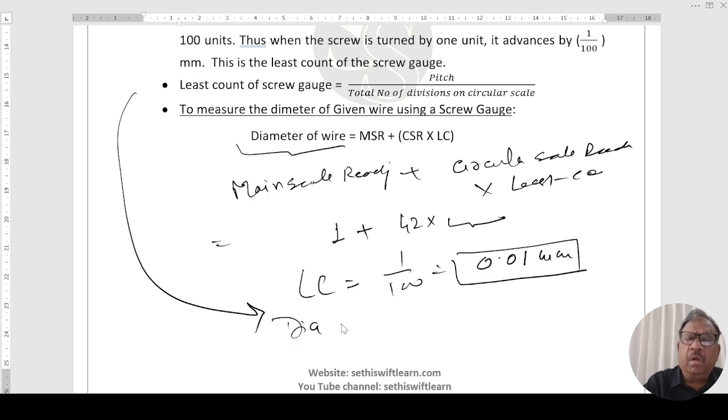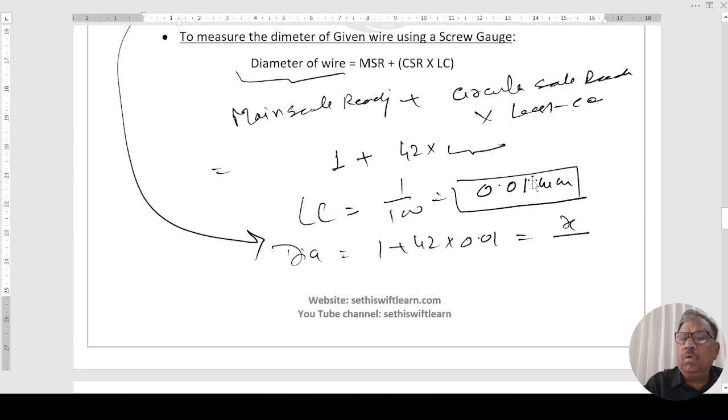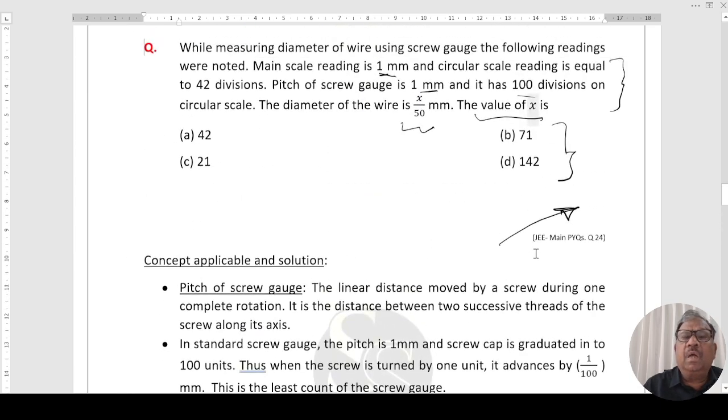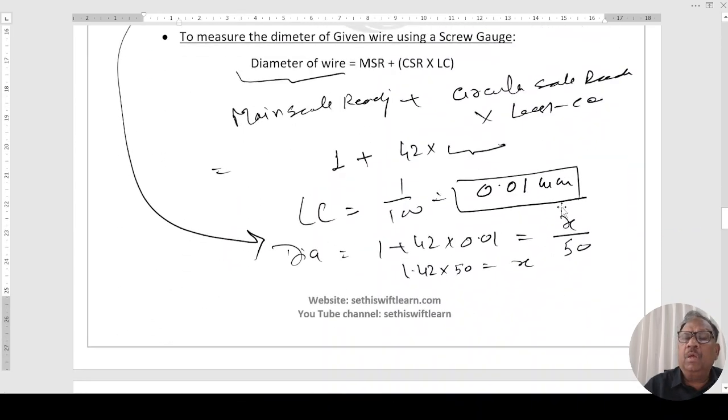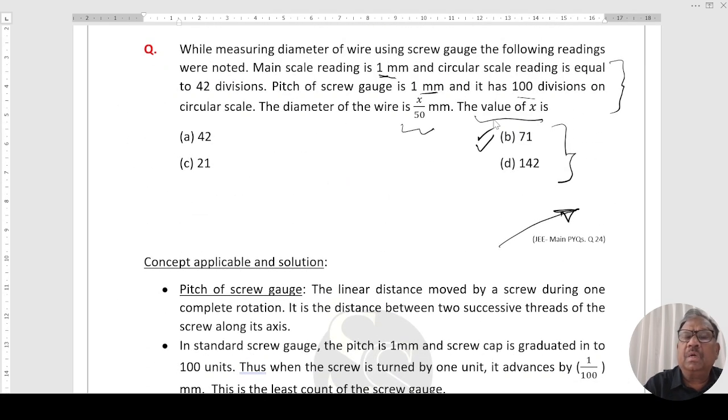Therefore, diameter of the wire will be equal to 1 plus 42 into 0.01 equal to x by 50 mm. All is in mm. This comes out to be 1.42 into 50 equal to x. Answer is given in x by 50 mm. So x, on simplification, we get 71. So the correct answer is option B. Right? Next question.